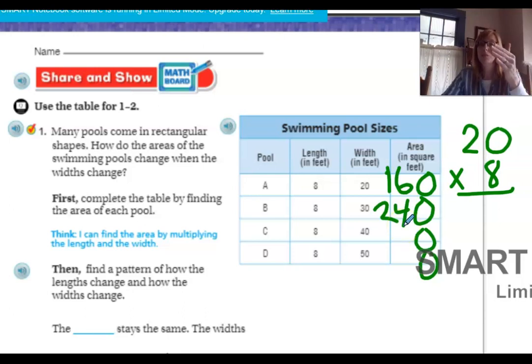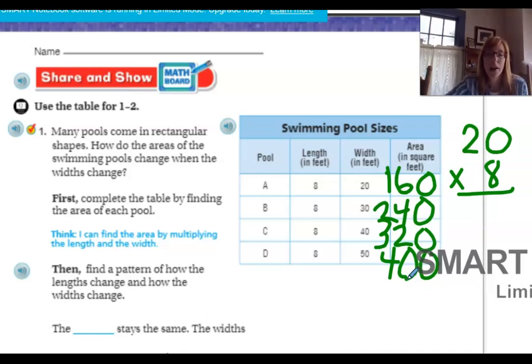Because it's 8 times 2, 8 times 3, 8 times 4, and 8 times 5. So we are skip counting by 8s. But we have a place value holder of 0, so actually we're skip counting by 80. So it would be 80 plus 80 is 160, plus 80 is 240, plus 80 is 320, plus 80 is 400.